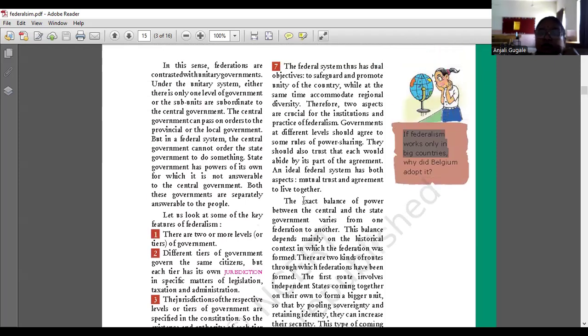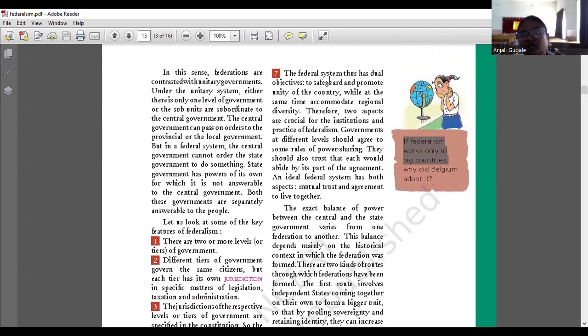Okay, now here the last feature is the dual objective, which I had also explained to you in the last class, that the federal system has a dual objective: to safeguard and promote the unity of the country while at the same time accommodating regional diversity.